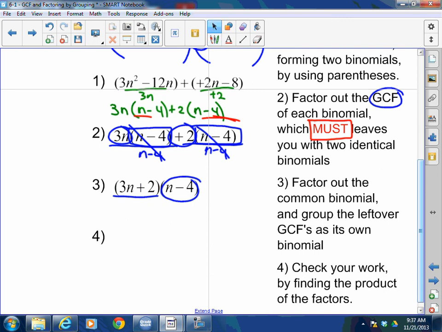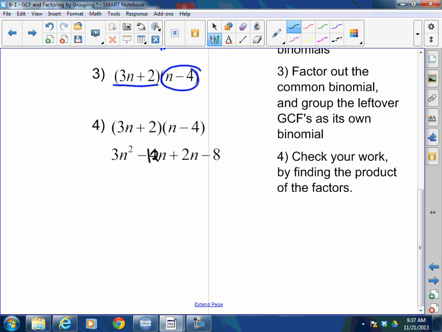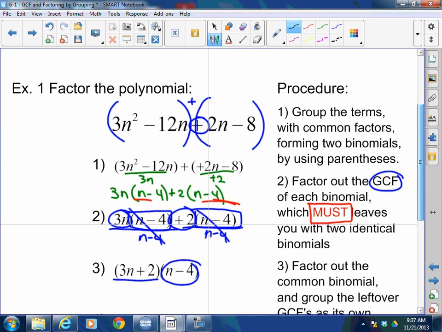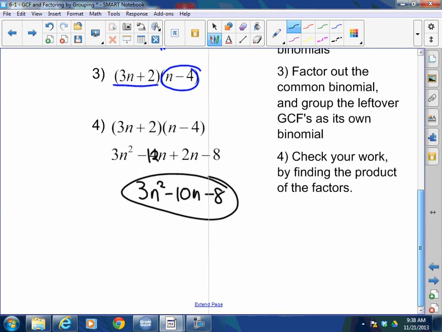That's it. And then check your work. If you're ever in doubt, you think, I don't think I did this right, this is wrong, check it. Go ahead and multiply, a skill we've already learned. Go ahead and FOIL. You get 3n squared minus 12n plus 2n minus 8. So there's going to be 3n squared minus 10n minus 8. And was that the original question? Yes. Because what's negative 12n plus 2n? 10n. You with me?